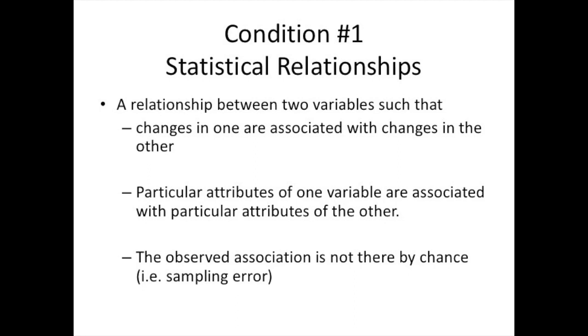And by statistical relationship, we mean that changes in one of the variables are associated with changes on the other variable. That means that particular attributes of one variable are associated with particular attributes of the other variable. And not only this, but also that the observed association is not there just by chance or sampling error, as you will see later on. Let's look at an example.